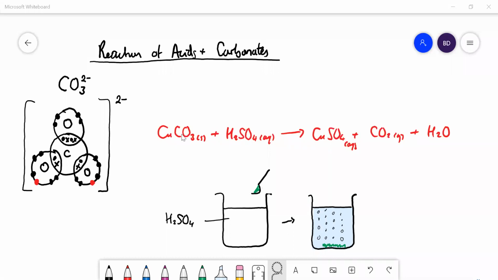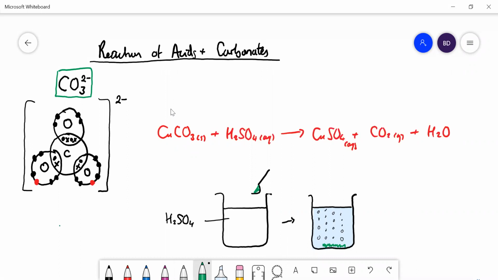Okay, we're going to look at the reaction between acids and carbonates here. So just to remind us, this is the carbonate ion. It's got a formula of CO3, and it's got a double negative charge on it. And there's the electronic structure. It's quite easy to understand.